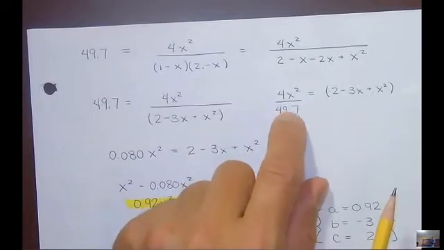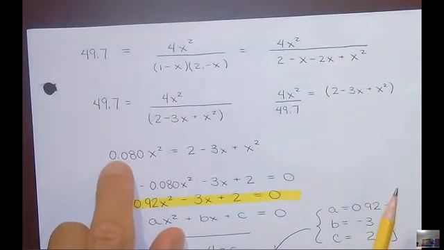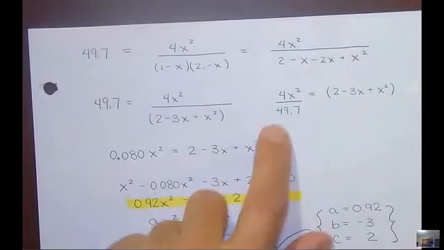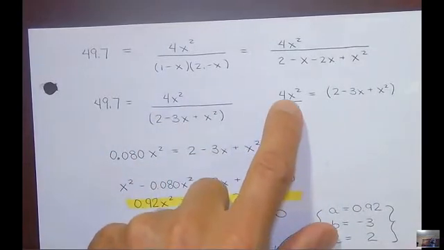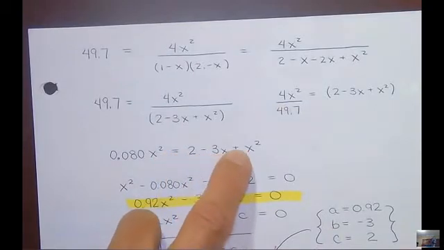This is 4 divided by 49.7. 4 divided by 49.7 gives you very close to 0.08. Okay, do it yourself. Times x squared. That's the x squared term. Okay, then I have over here is equal to 2 minus 3x plus 2x.